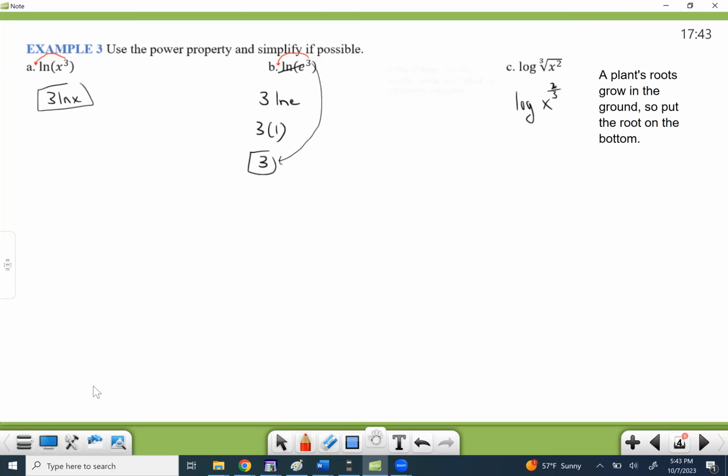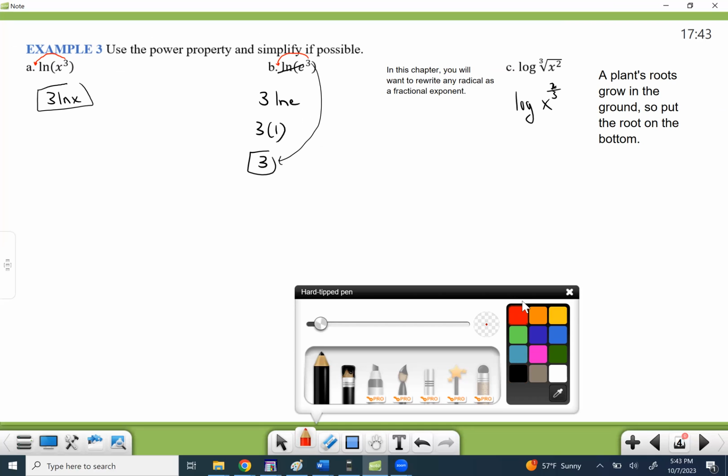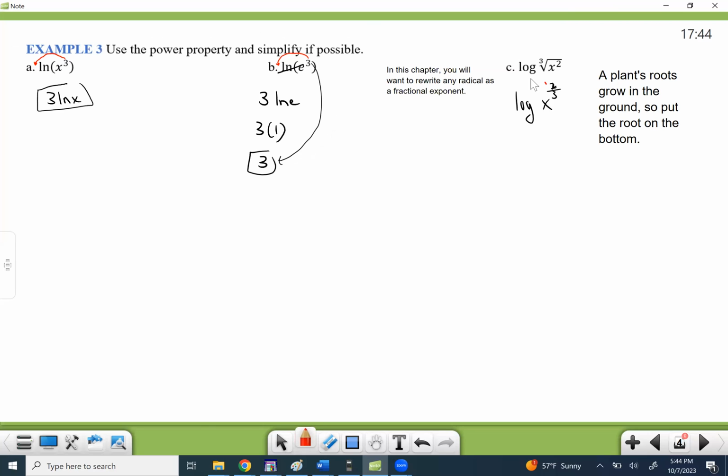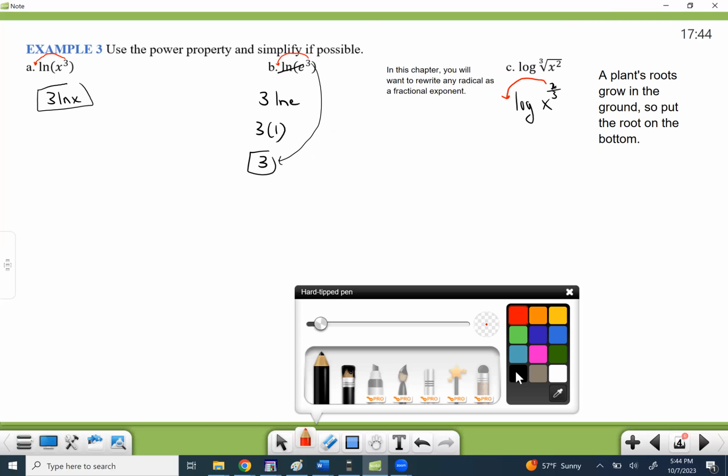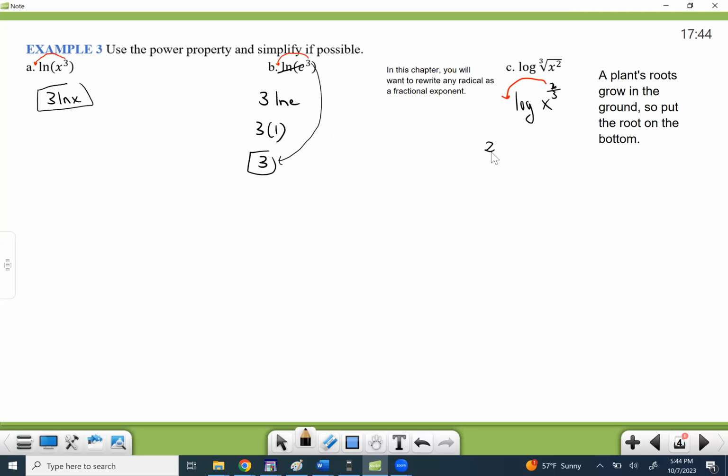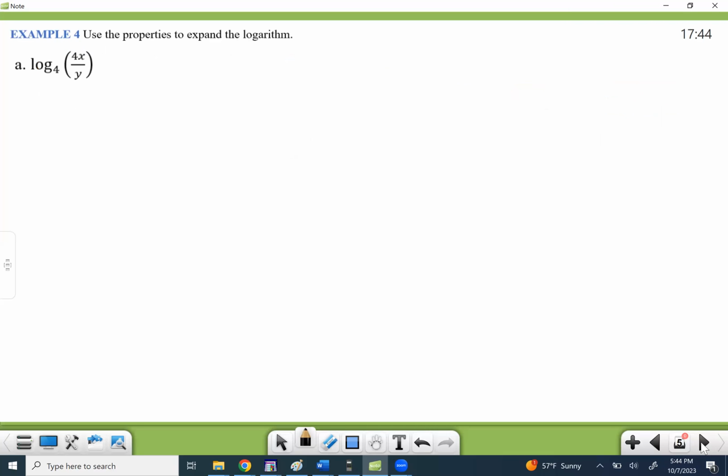There we go. Okay, so we're going to rewrite any radicals to make them fractional exponents. And the reason why is we want to use this power rule. So now that we have a power, we can pull it to the front. So we're going to have 2/3 in front of our log of x. Not too shabby. This last one was a little tricky with that rewrite, but just know that the root was in the bottom. But yeah, you're just pulling the exponent out front. Nice and easy. Love it.